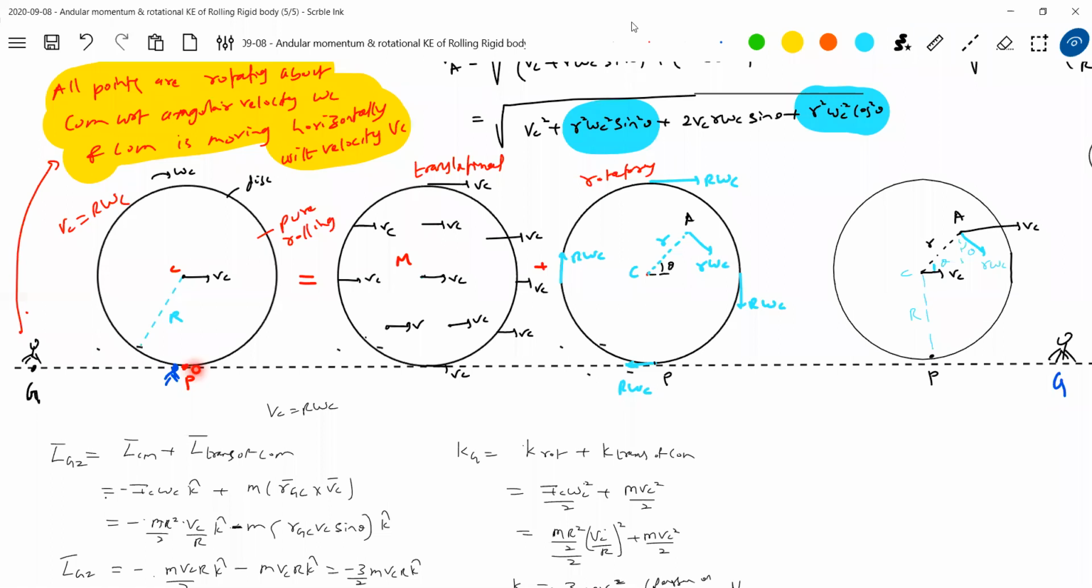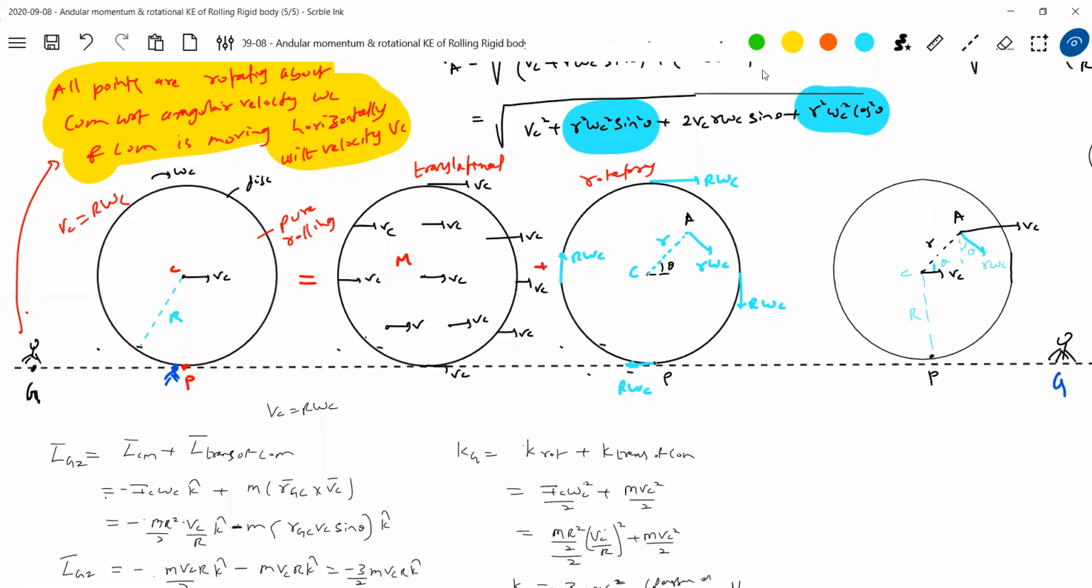Let's imagine a person who is standing at point P, exactly at the lowest point of that wheel, which is in contact with the ground. What is point P? Shall I say point of contact? You are exactly at point P. How do you see the motion of this rigid body? You will say that you will not see anything else. You will just see all points are rotating about point P.